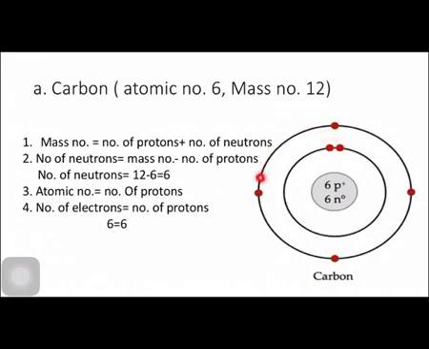After this we will draw the second orbit. Students, we know that the second orbit can accommodate maximum 8 electrons, but here we will draw only 4 electrons, because after making the 4 electrons, the number of electrons for a carbon atom is complete.